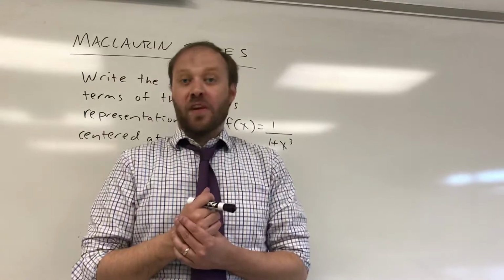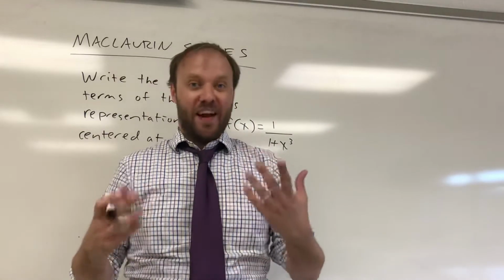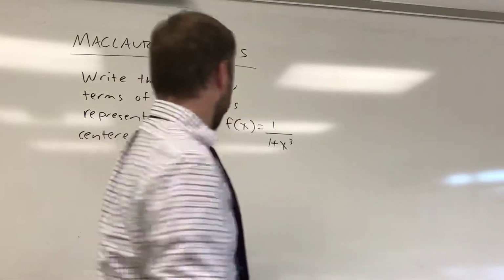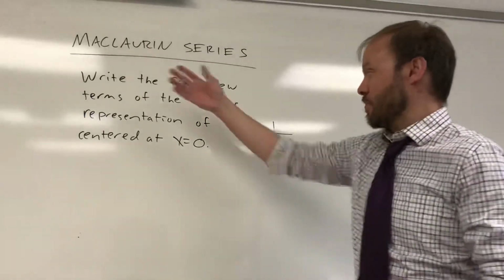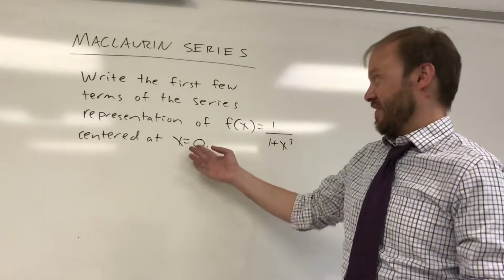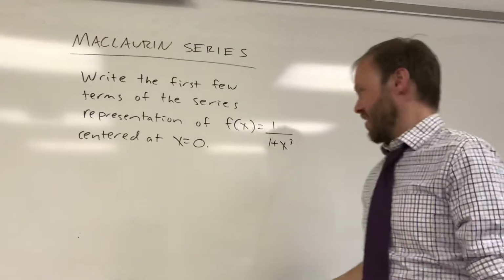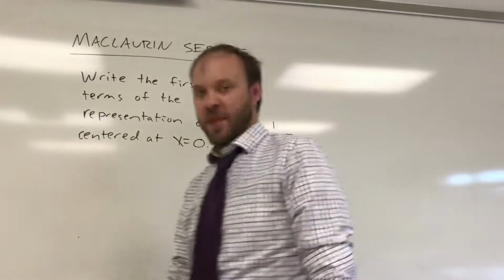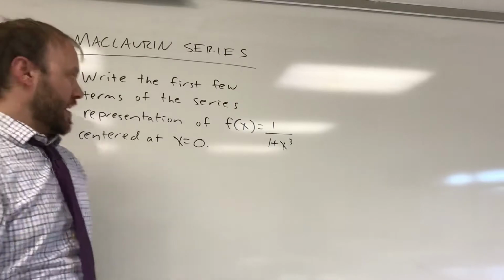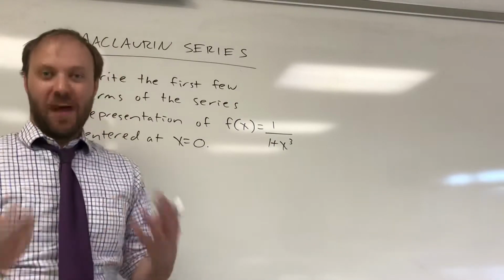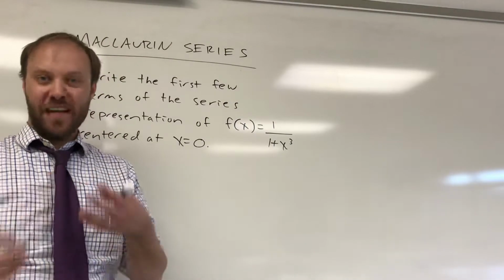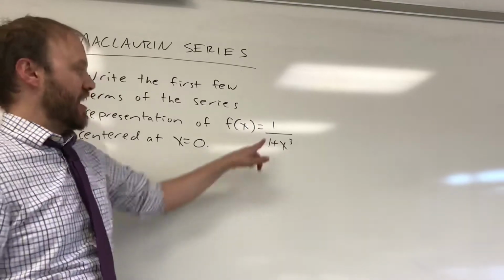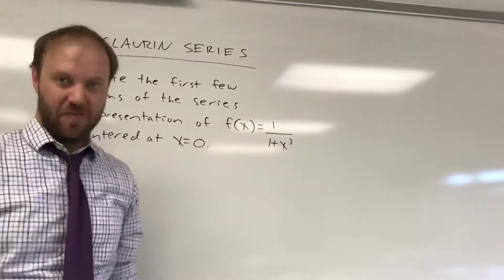I want to look at a few more examples of series that you need to recognize. So let's say that I was asked to write the first few terms of a series representation centered at 0. So this is technically a Maclaurin series, for the function f of x equals 1 over 1 plus x cubed. You are not expected to try to take a bunch of derivatives and match things up for this. This should be a form that's relatively familiar to you.